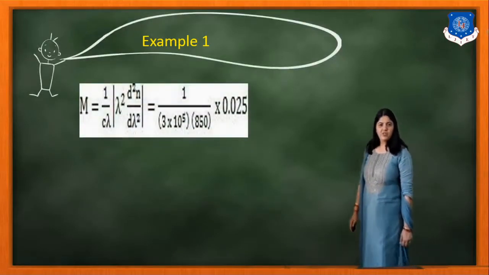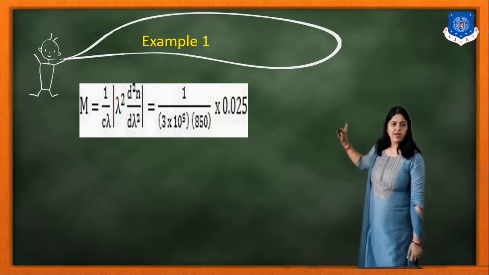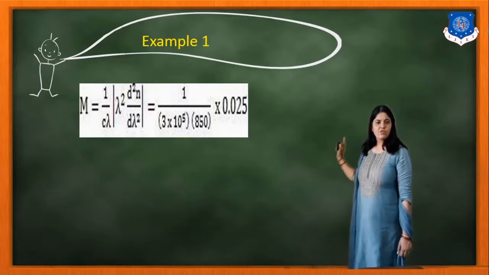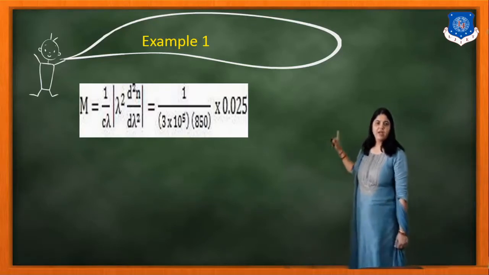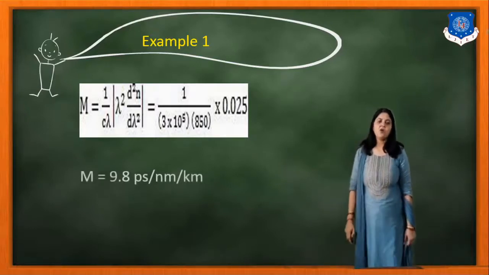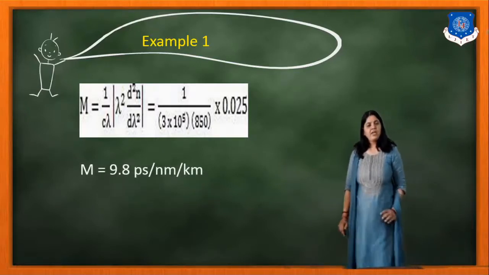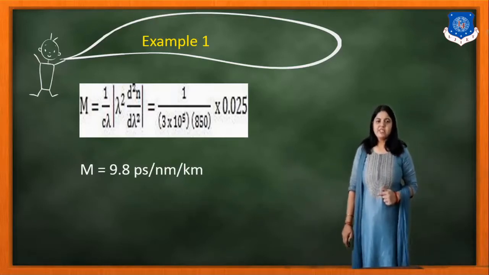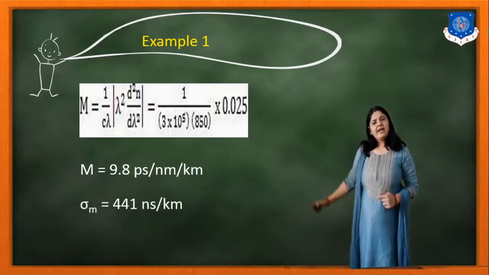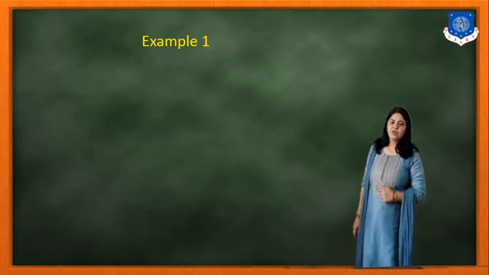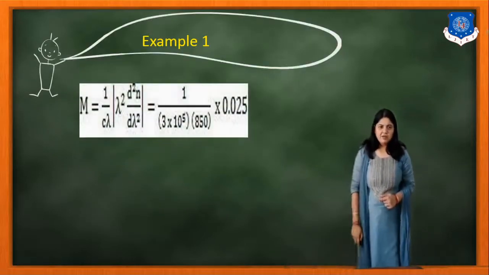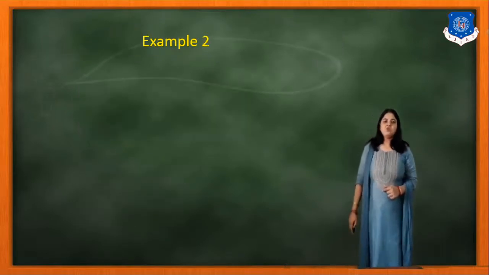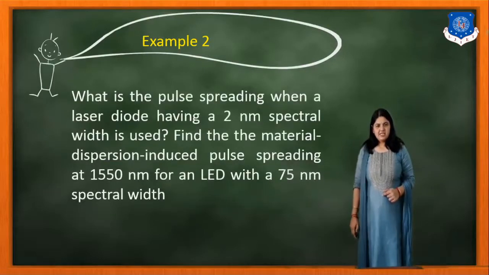So now we'll put all the values in the equation. M is equal to 1 upon c lambda, lambda square d square n upon d lambda square. So it is equal to 1 upon 3 into 10 raised to 5 into 850 into 0.025. So M is equal to 9.8 picosecond per nanometer per kilometer. And the sigma m value is 441 nanosecond per kilometer. So the answer for that is 9.8. We can solve the example like this.